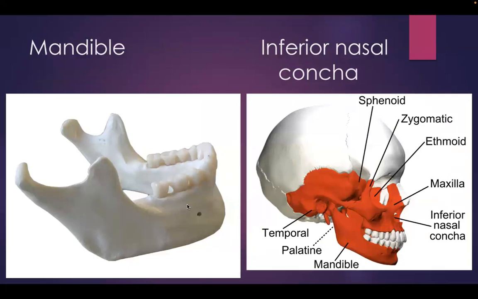Remember your features of the bone for restorative art, like the ramus of the mandible. And then we have the inferior nasal concha. Inferior meaning lower, nasal, like depressions.